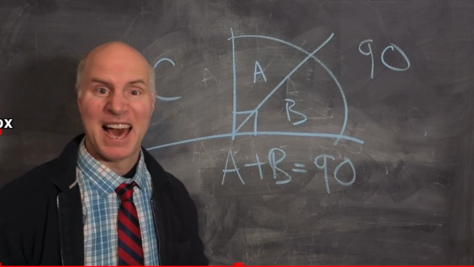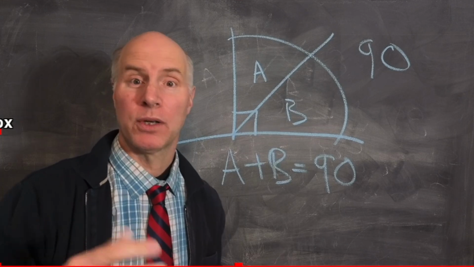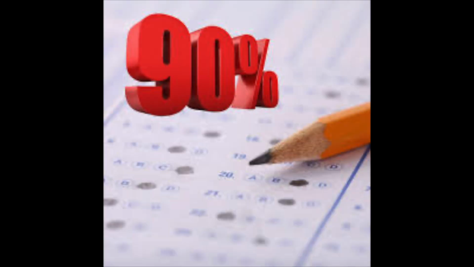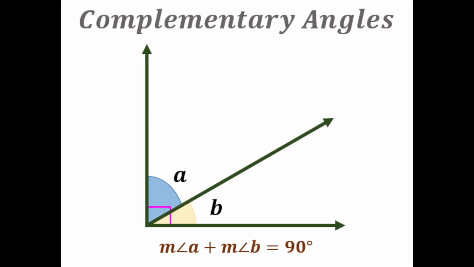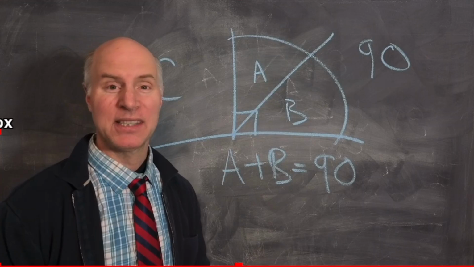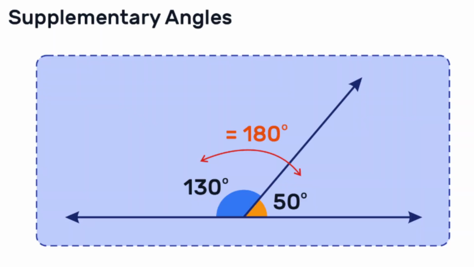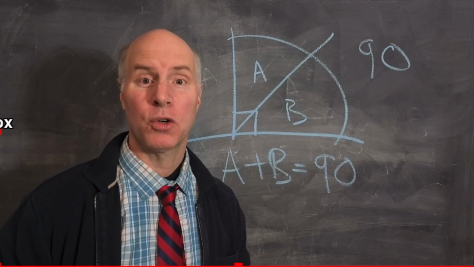Complementary angles, they add up to 90 degrees. Like if you were to give a 90 on a test, you'd give someone a compliment, they did so well, right? So you're going to remember C, complementary, two angles add up to 90 degrees. And you're going to remember S, supplementary, two angles that form a straight line add up to 180. Let's go to rule number 3.